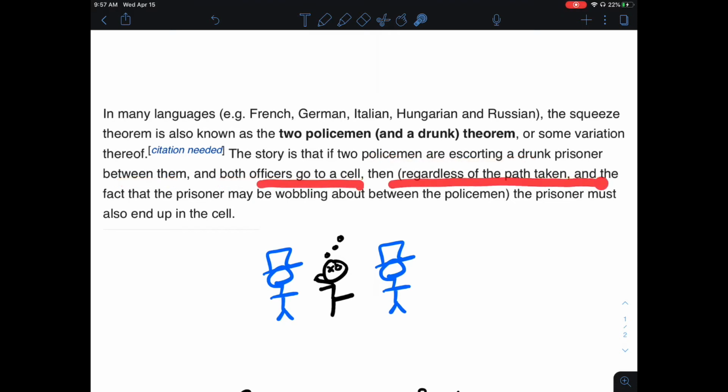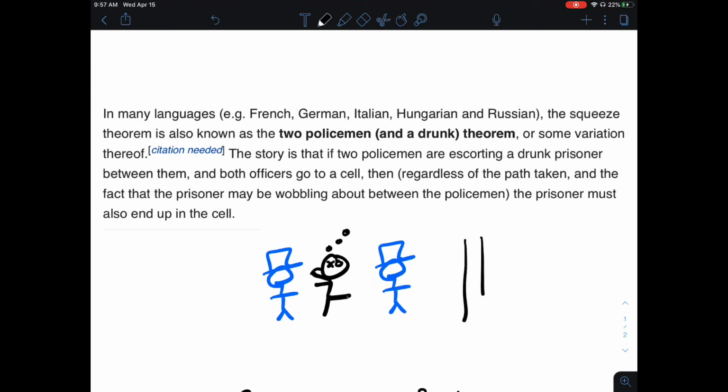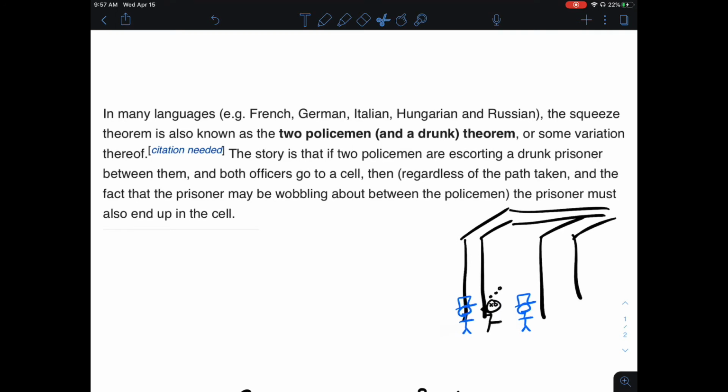Then, regardless of the path taken and the fact that the prisoner is wobbling about between them, so this prisoner is kind of, you know, he's always between these two. Doesn't matter where they go. If we have a jail cell over yonder, if both of the police officers get inside the jail cell, then the drunk has to be in there as well, because he's always between where they are. The two policemen and a drunk theorem.